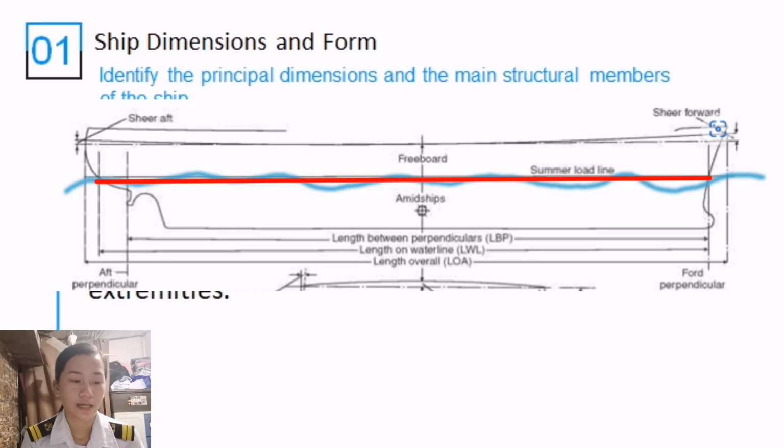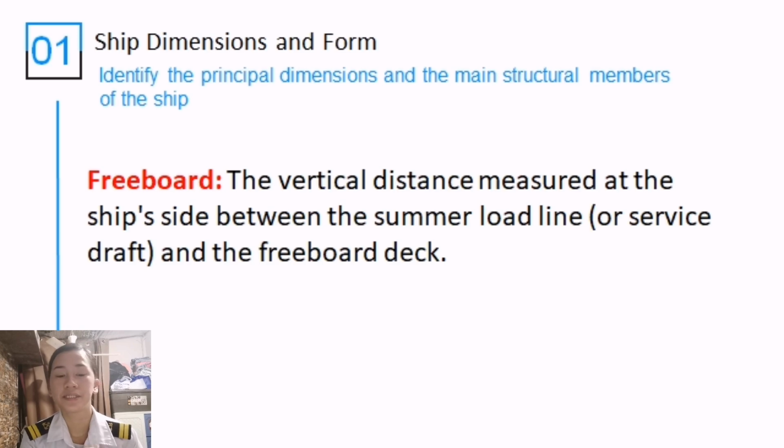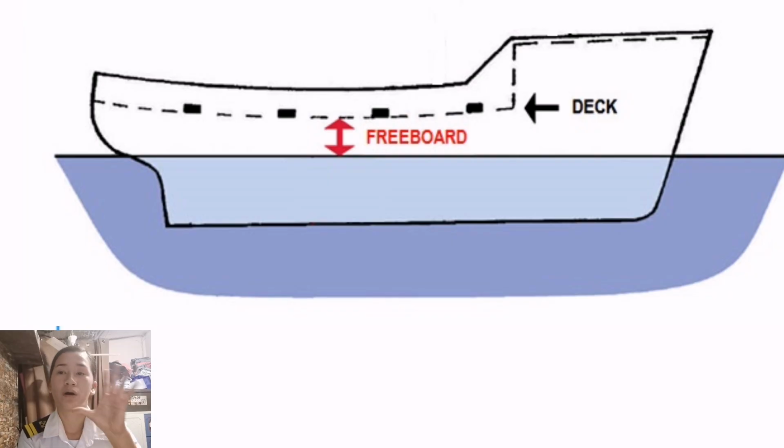Okay, so next we have our freeboard. This is the vertical distance measured at the ship's side between the summer load line and the freeboard deck. From the word freeboard, it is the part of our hull that is not under the water. Free, because it is free from water. Let's say this is your vessel. From the waterline up to the upper deck is your freeboard. You cannot measure from the waterline to the very top of the bulwark or the railing of your vessel. So it is from the water level to the upper deck, which is the floor or deck of your vessel. That will be your freeboard.